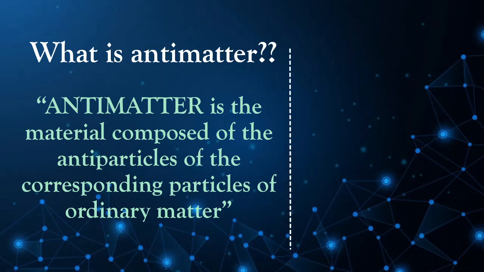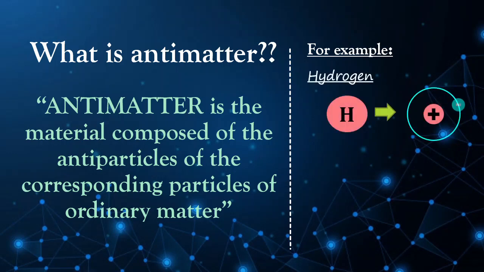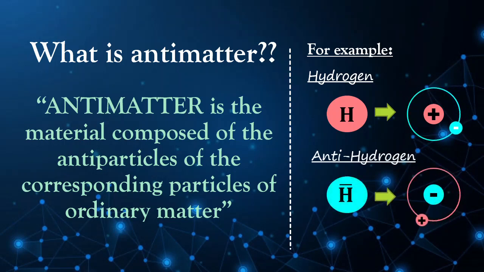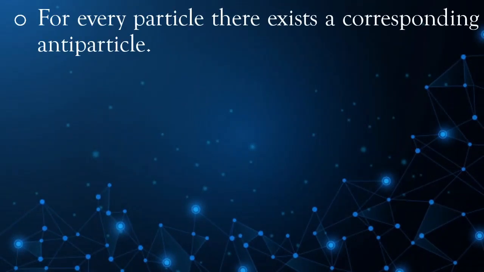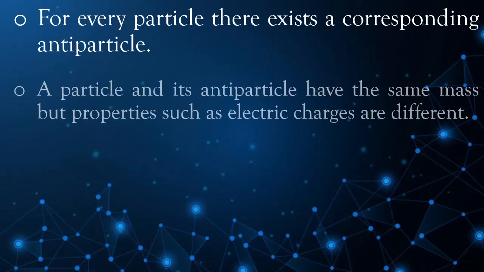For example, an ordinary hydrogen atom is made up of one proton and one electron, while an antihydrogen atom is made up of one antiproton and one positron, or anti-electron. For every particle, there exists a corresponding antiparticle. A particle and its antiparticle have the same mass, but properties such as electric charge are different.